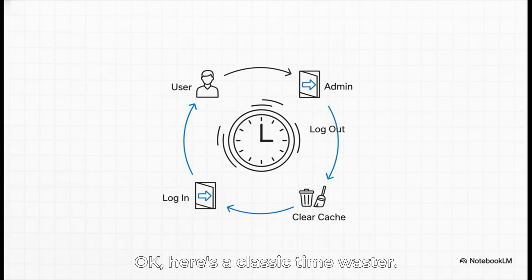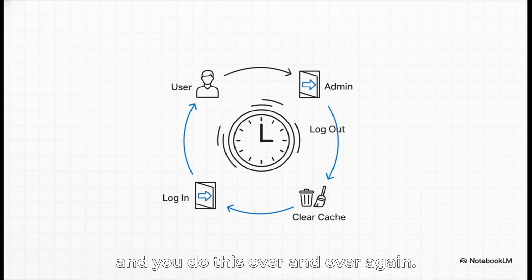Okay, here's a classic time waster. You need to check if a bug only happens for a regular user, but not for an admin. The old way, you log out, clear your cache, log back in with the other account, and you do this over and over again. It's slow, it's tedious, and it's just a terrible way to spend your day.